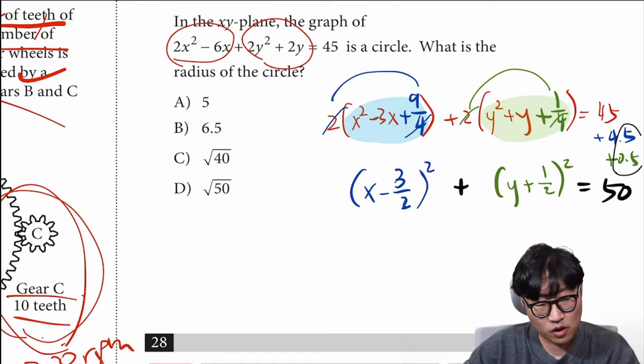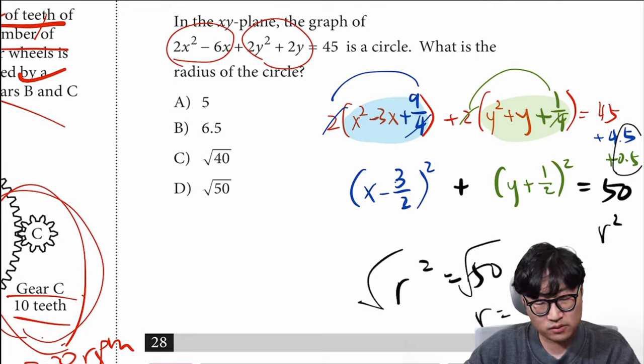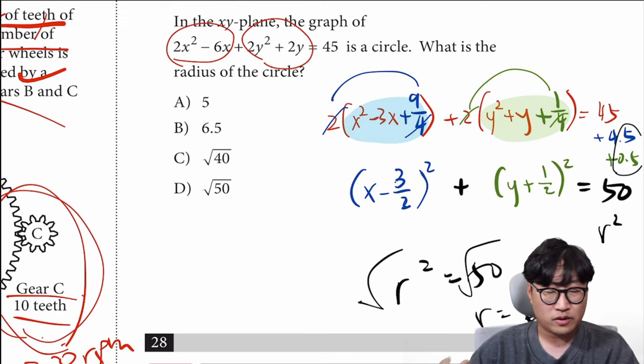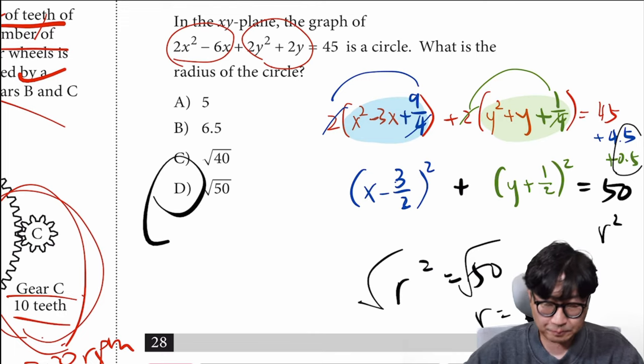So what is the radius? Well, r squared is equal to 50. Square root both sides: r is equal to plus or minus the square root of 50. But it's just a radius, so you don't have to worry about that. So radical 50 it is.